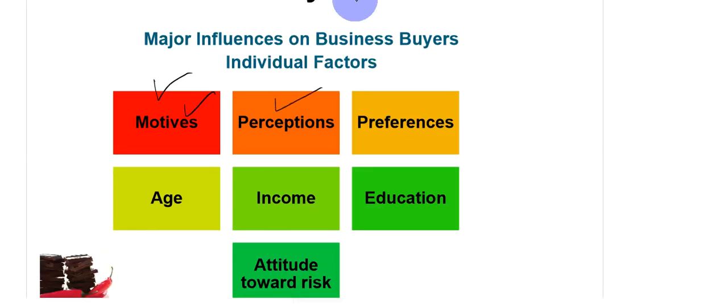Number two, the perceptions of the individuals. Those individuals or those participants we have already discussed. What are their perceptions about the things, about the products, and about the problem we have identified? Then preferences, what are their preferences? This is very much important.